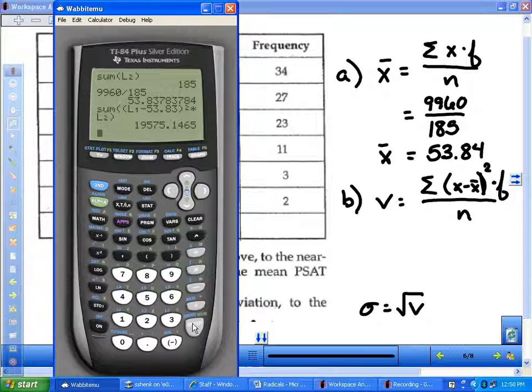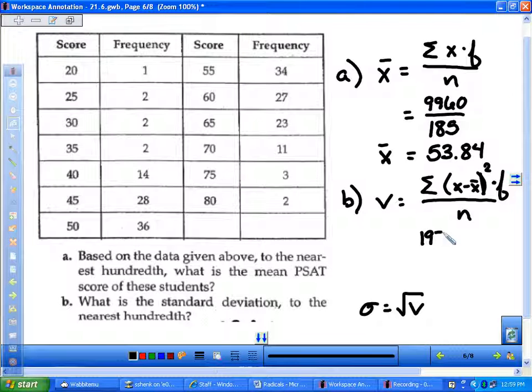And are we going to round that? Absolutely not. What do we need to round? Yeah, the final answer. The standard deviation is what we need to round, not this. 19,575 point what? 126? Okay. Folks, you've got to understand that you're talking to the screen, not me. 19,575.1465. Over, again, our n is still going to be what? 185.